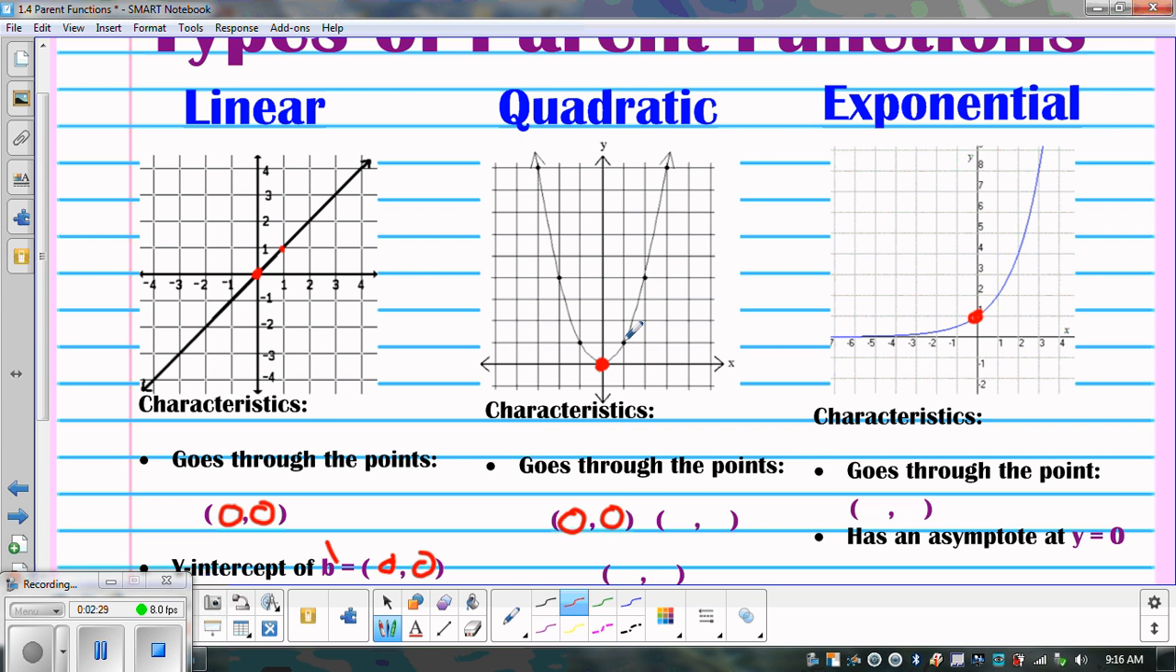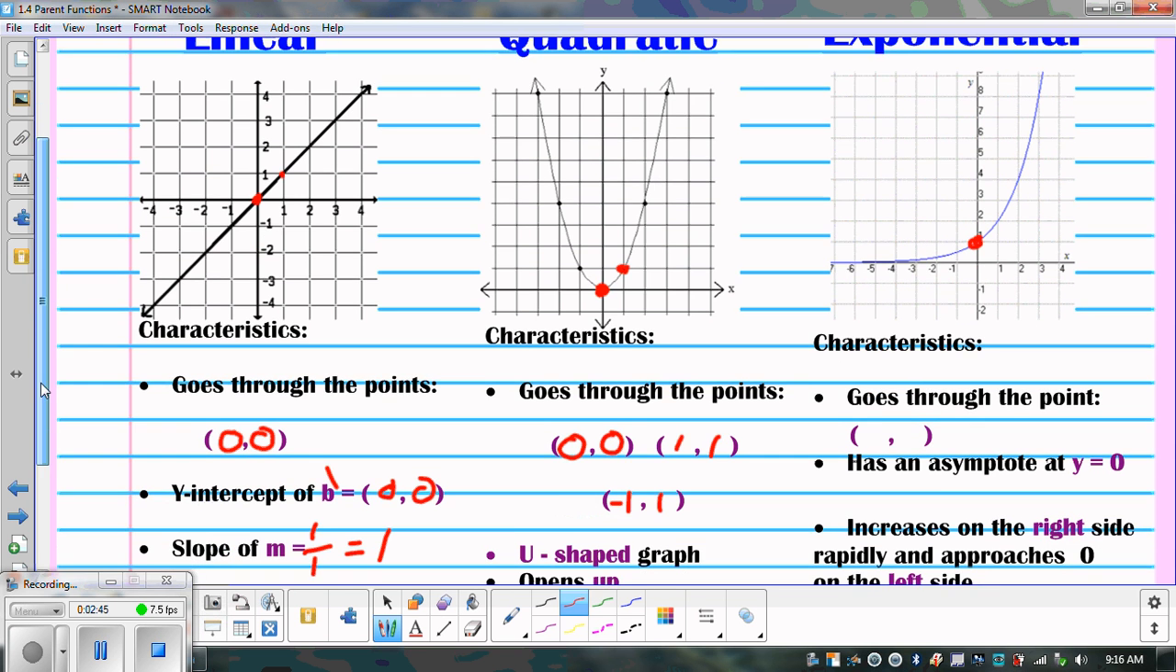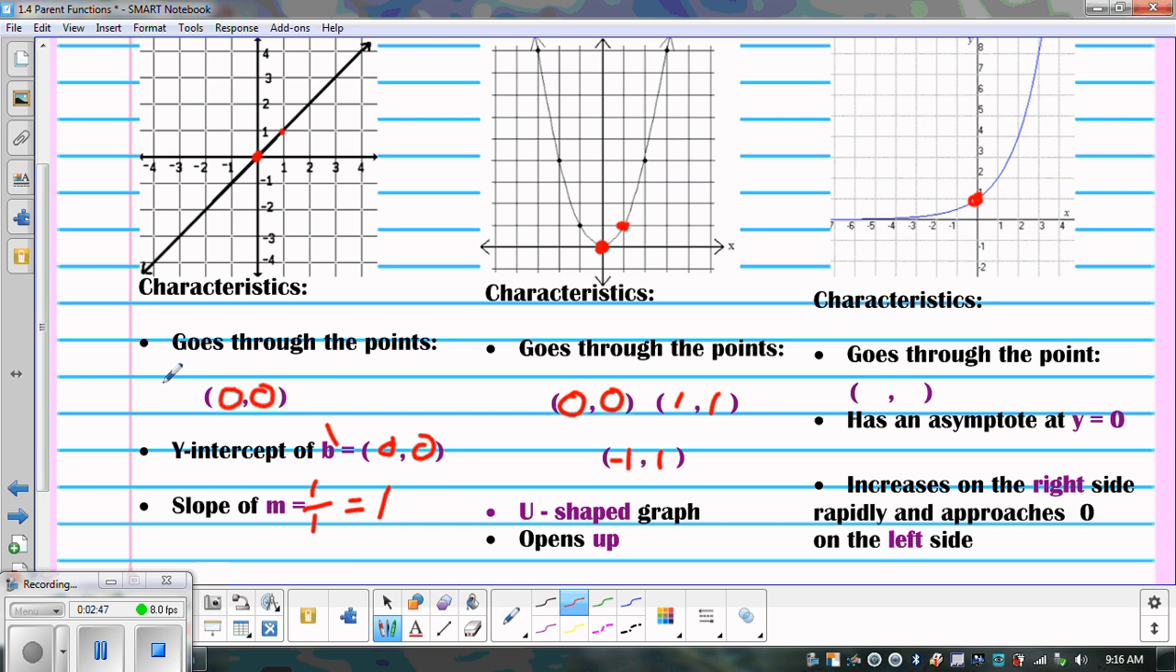Some other points the graph does go through are also here. That is the point 1, 1 and negative 1, 1. So just to see if we've got an idea of how to plot our points, make sure we're okay with writing our coordinates. This is a U-shaped graph, and it happens to open up. Anytime you see a graph that looks like a U shape, that is quadratic.